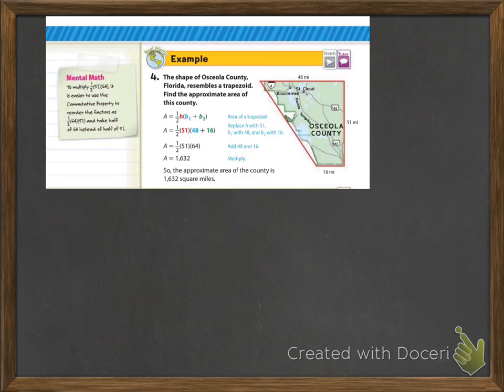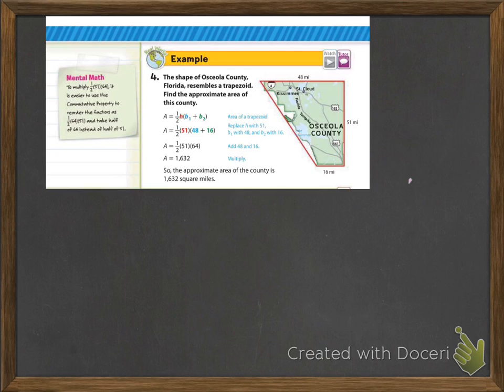So on textbook page 688, first we'll read this over here on the side. It says mental math, to multiply 1/2 times 51 times 64, it's easier to use the commutative property to reorder the factors as 1/2 times 64 times 51, and then take half of 64 instead of half of 51. So they're just trying to help you with your mental math skills here as well. So let's go ahead and put that back in.